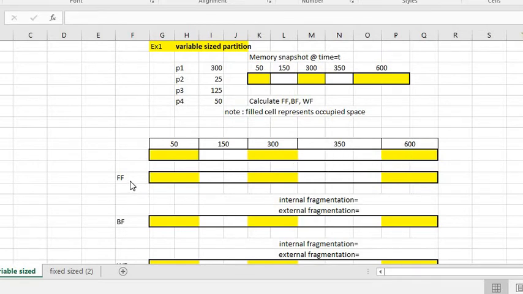Let us begin with the first fit. We know that first fit always tries to fit the process in the very first block which is enough to fit it. So let us see the first process. The first process is of size 300. The first free space available is 150, which is not possible to fit a 300 KB process. So go to the next hole. The next free block is of size 350, so it is possible to occupy P1.